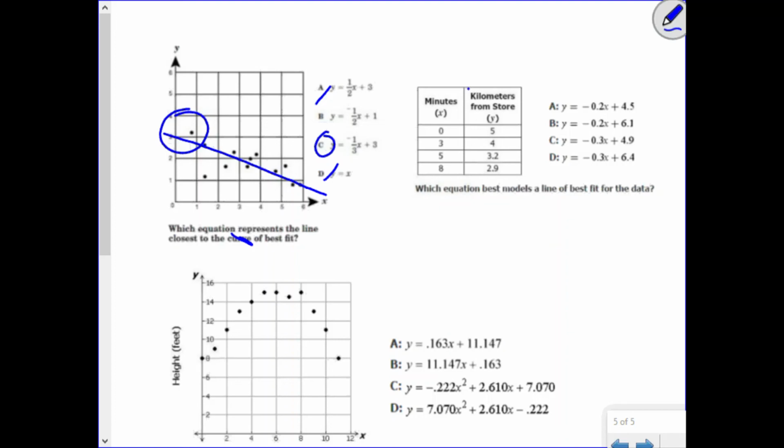The next one over, so we have which equation best models a line of best fit for the data. For this one, it is really a straightforward calculator. So you're going to get your Desmos or your Canton calculator, and you're going to plug in the points, the x's and the y's, and then use the StatCalc 4, or just type in the Desmos form for a line, and then you'll get the equation there. So I'll give you guys a second to try that.